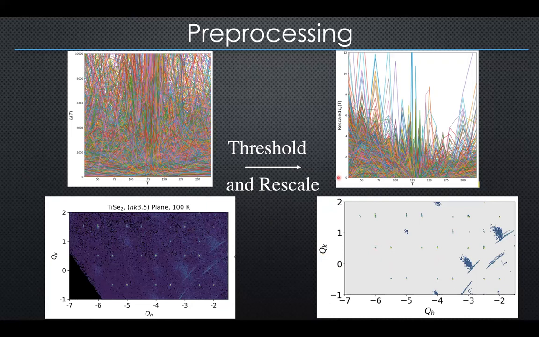And now we want to do the clustering on this data without pre-imposing any model in any detail. So we want to discover different temperature dependent trends in the data, but without putting in bias.